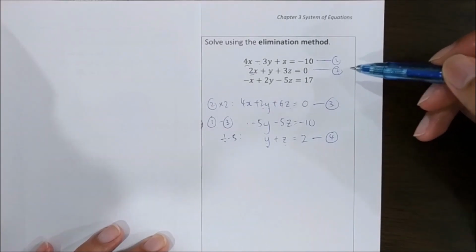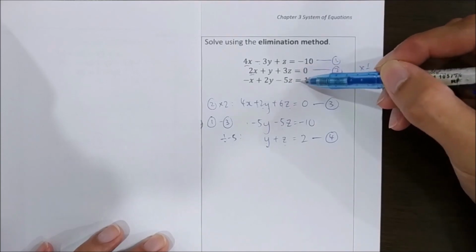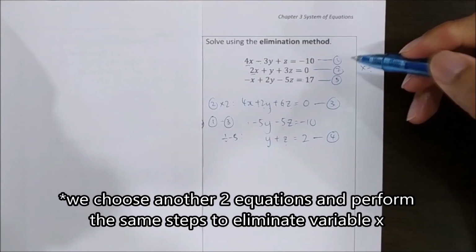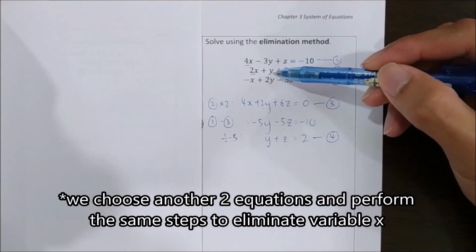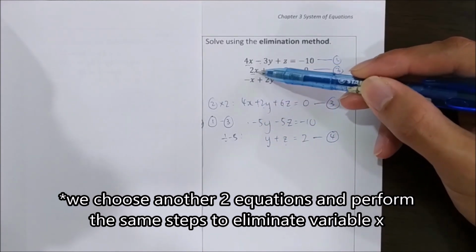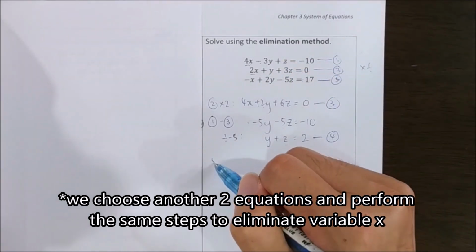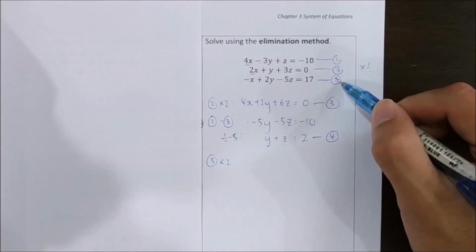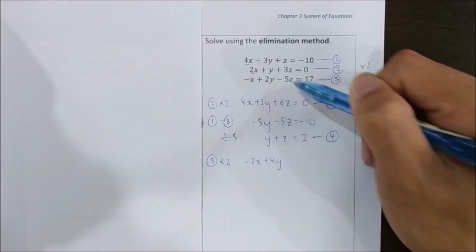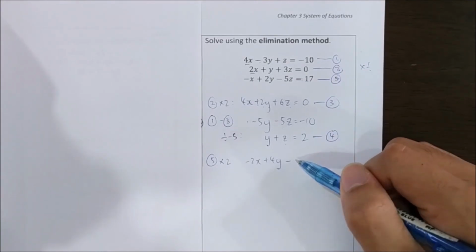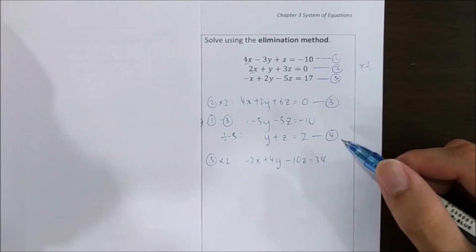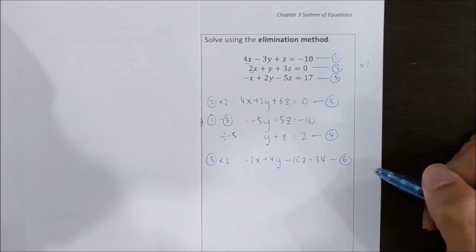Now we take the next two equation 2 and the third one, and we label this as equation number 5. So from these two equations, where they have the same variables, so we try to get rid of the x variable as what we tried in the first step. So equation 5 times 2 becomes negative 2x plus 4y minus 10z equals to 34. And so we label this as equation number 6.